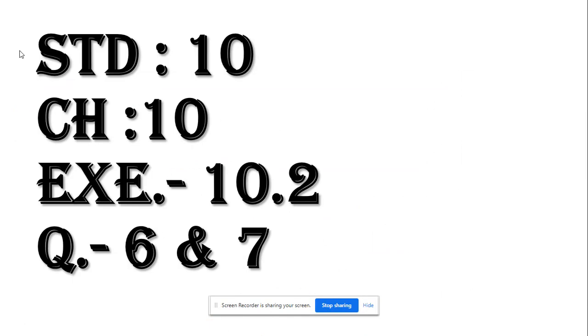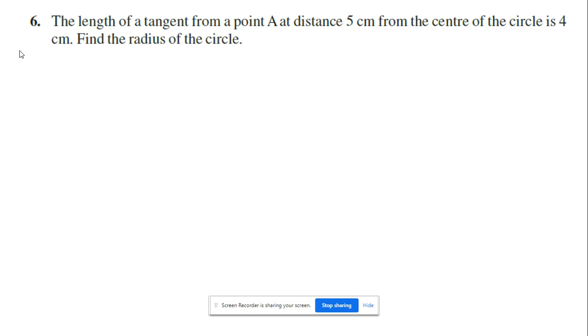Okay, then welcome again. Today we have to start question number 6 and 7 of exercise 10.2. This is question number 6, as you can see. The length of tangent from a point A, distance 5 centimeter, is given, and the circle's center is 4 centimeter. And we have to find the radius of the circle. So obviously a right angle triangle will form here, and as you can see, this is the figure.